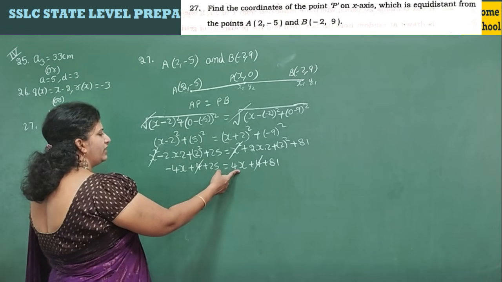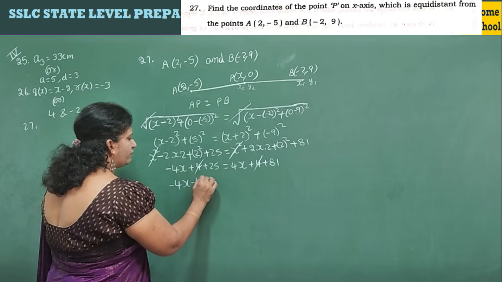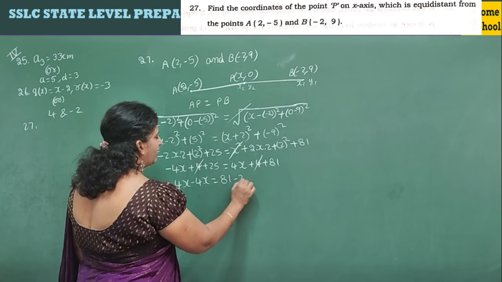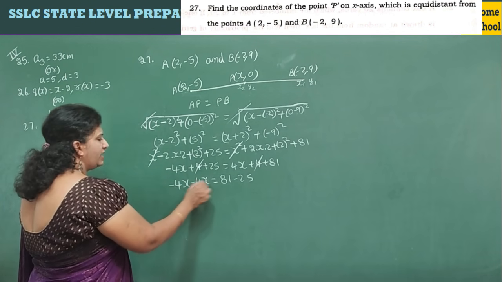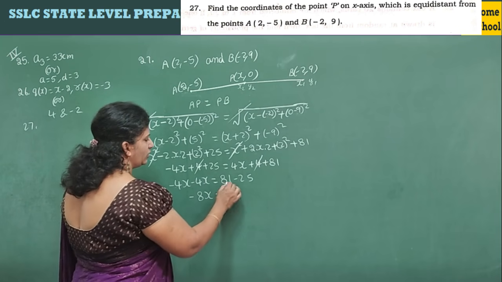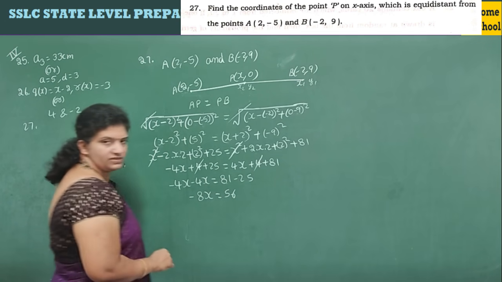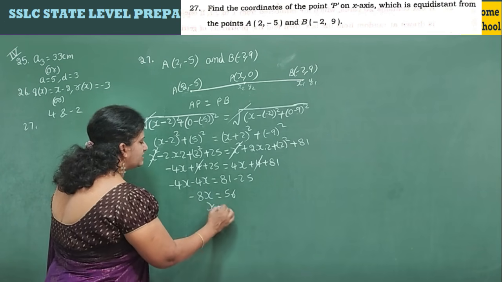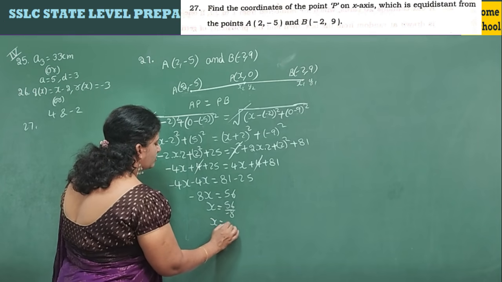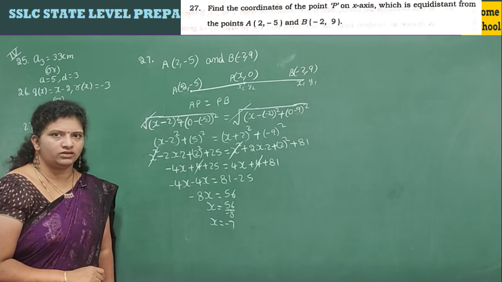And now bring this 4x this side, minus 4x minus 4x. Take this 25 other side, 81 minus 25. Minus 4x will be minus 8x is equal to 81 minus 25, it will be 56. And minus 8 send other side, 56 by minus 8, x is equal to minus 7, right? Is your answer complete? No.